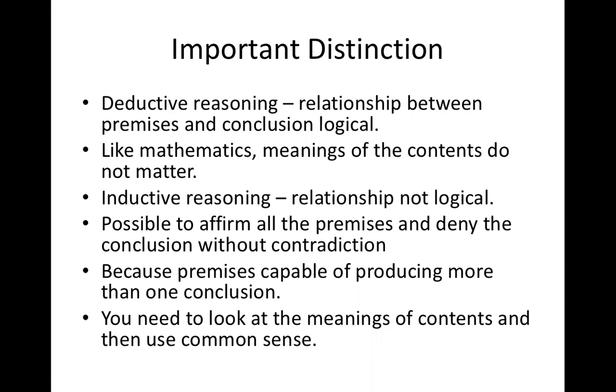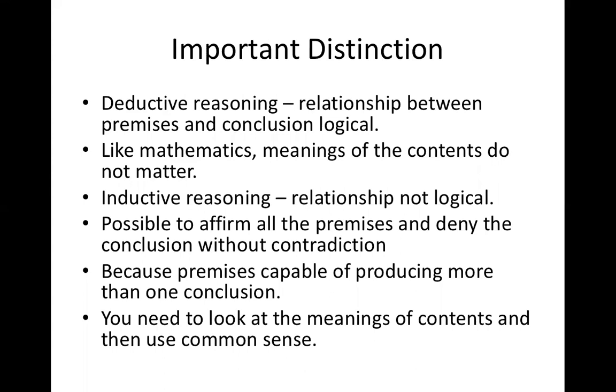In our last example of an inductive argument, we said 95% of men are honest. Peter is a man, therefore Peter is honest. We saw that we can have two conclusions. We can have Peter is honest, or Peter is not honest, because Peter could be among the 95% of honest men, or he could be among the 5% of men who are dishonest. So there are two possible conclusions to the argument.